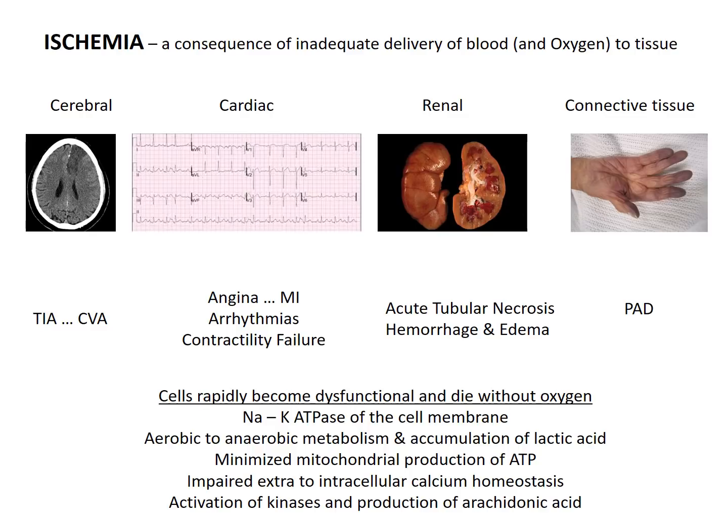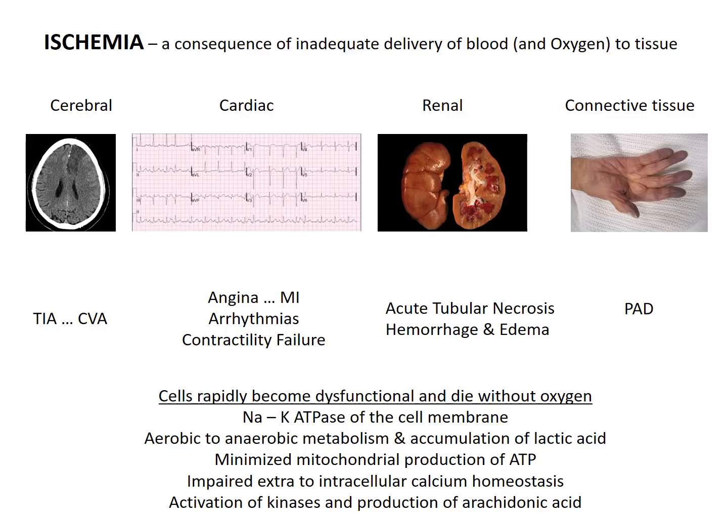We talked a lot about that last week. Ischemia of the kidneys leading to necrosis of the tubules, hemorrhage and edema in the kidneys. We're going to cover that next week. And ischemia of connective tissue due to peripheral arterial disease, and we're going to cover some of that as we move on here today. At a molecular level, what is it about ischemia that causes cells to die?